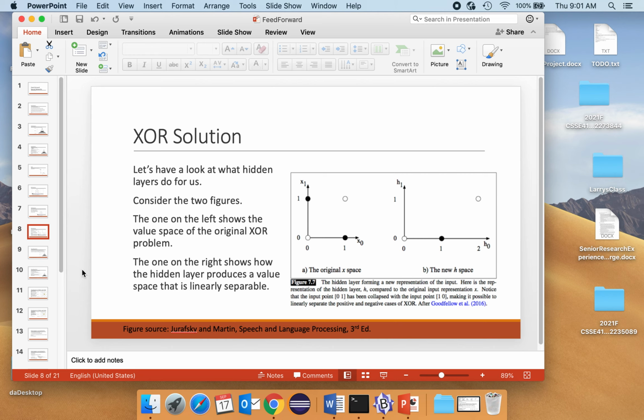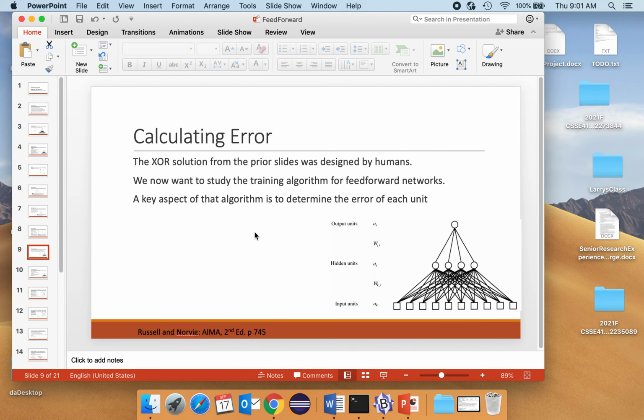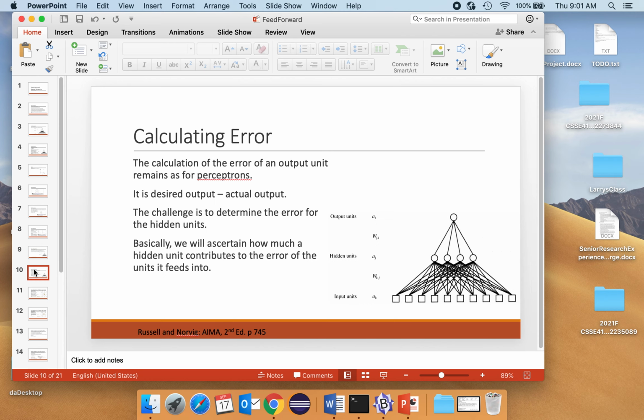All right, so, but moving on then. The network that we have seen in the prior slide was designed by humans, and there are other ways to solve XOR. What we want to do now is study the training algorithm for feed-forward networks. And again, the key aspect here is to determine the error of each unit.